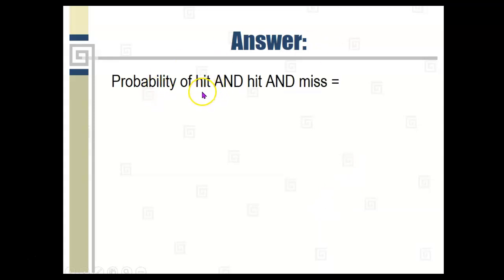Well, the answer turns out to be... Getting 2 hits would be like if he got a hit the first time up and a hit the second time up, and then he got a miss. He didn't get a hit the third time up. And the probability of that would be 0.3 times 0.3 times 0.7. Getting a hit the first time and getting a hit the second time and not getting a hit the third time. And that would come out to be 0.063.